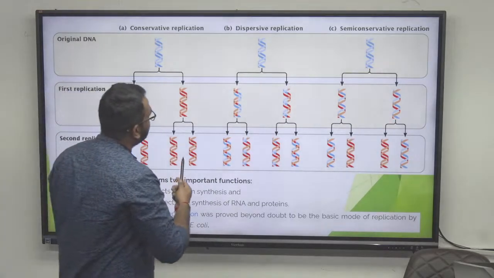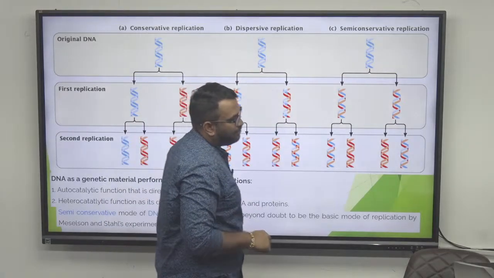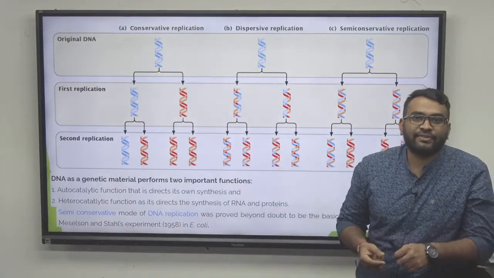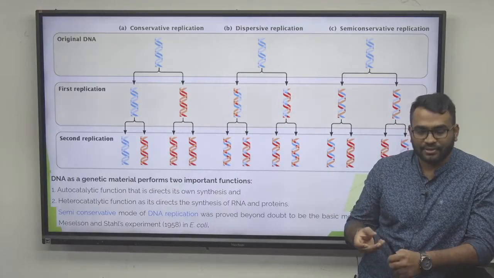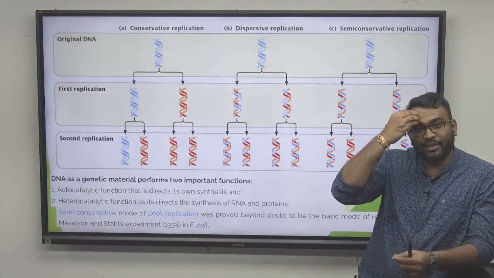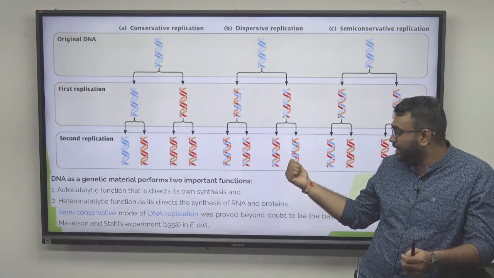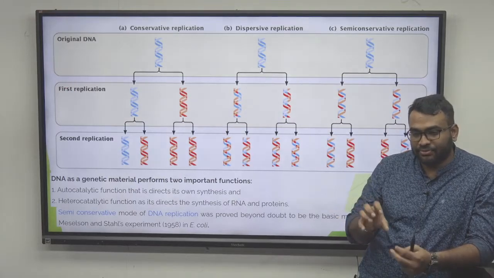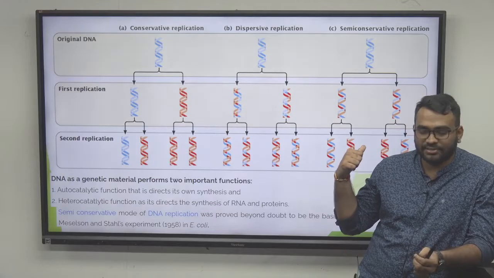If you take this dispersive, you can see the mixing here, half this, half that. So here what is happening is that the replication will happen in pieces. The original one will be broken down into different pieces, and then the joining will happen. So that's the recombination, and once that is done, the replicated one will be a mix of both. So that's why it is called dispersive. Disperse means what? It is separated. So that is the meaning of dispersive.